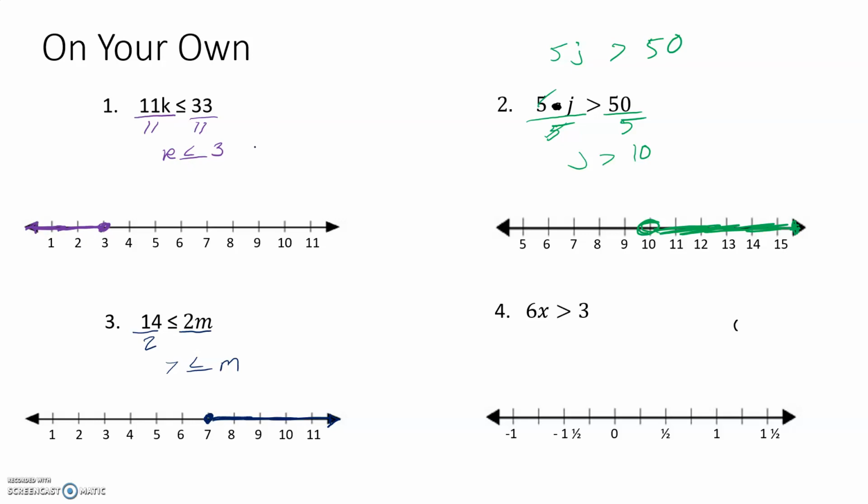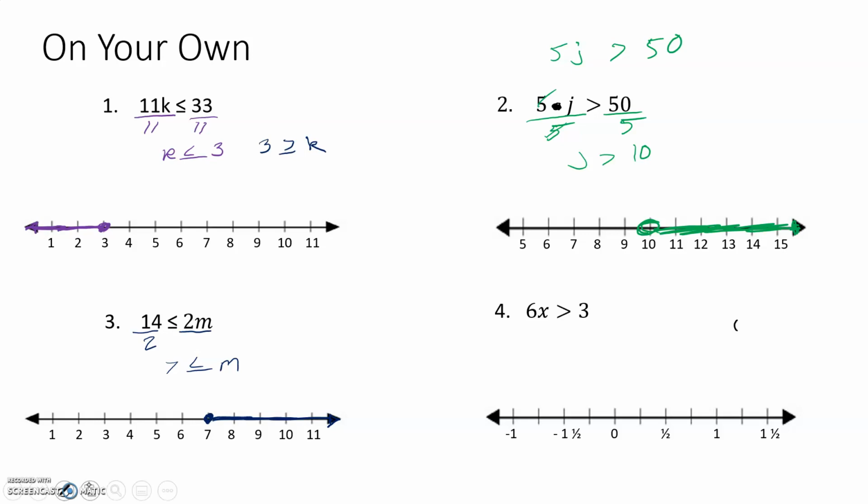It's the same thing though if 3 is greater than or equal to k. And it doesn't matter what order the inequality is in. It's just whatever the variable is facing, that's going to be how you shade it in.